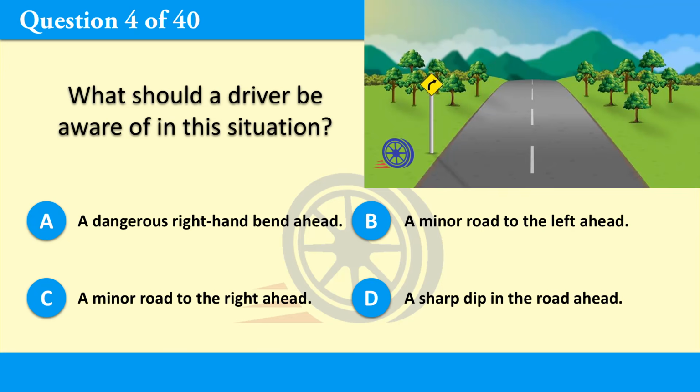What should a driver be aware of in this situation? A. A dangerous right-hand bend ahead. B. A minor road to the left ahead. C. A minor road to the right ahead. D. A sharp dip in the road ahead.